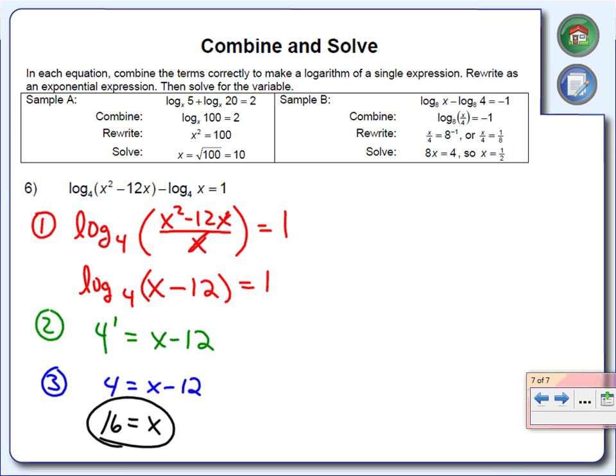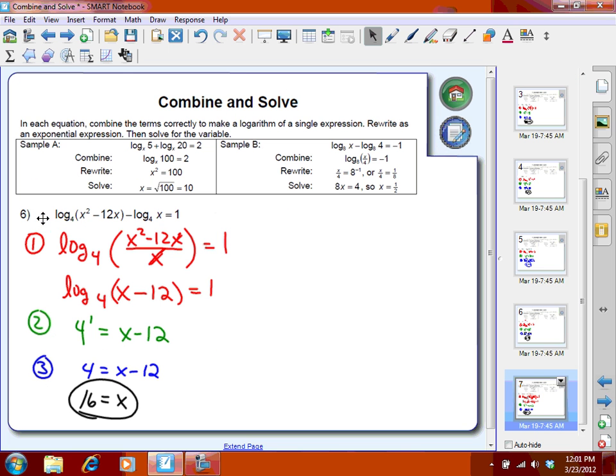And there it is. All right. Any questions about these 6 that we just looked at? We're okay? All right. I'm going to give you some to try on your own now.